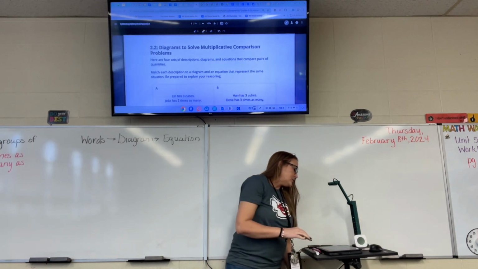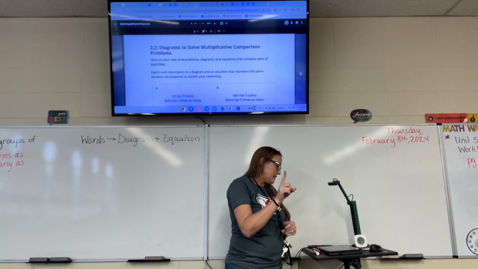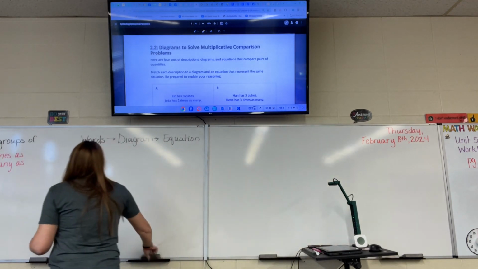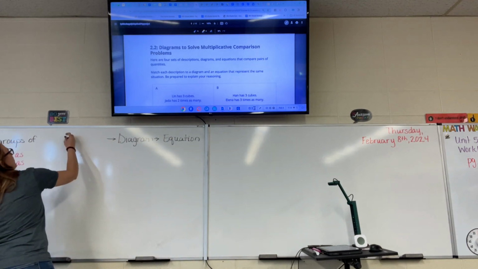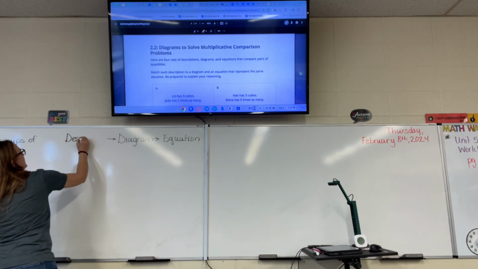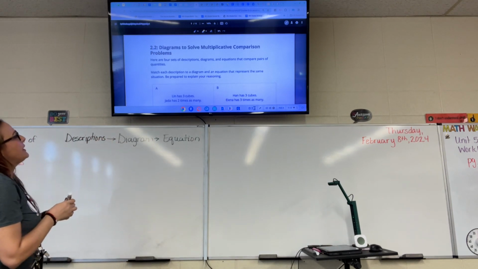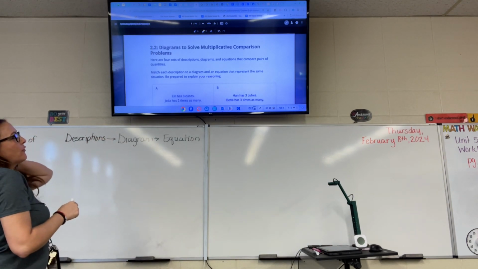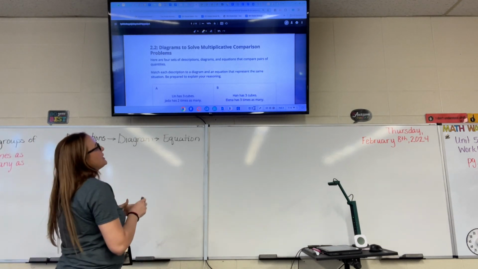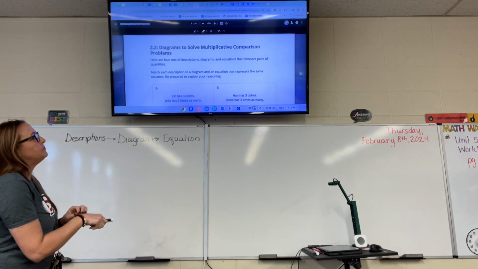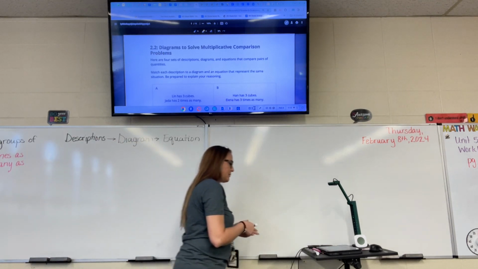Diagrams to solve multiplicative comparison problems. Here are 4 sets of descriptions. I'm going to change this from words to descriptions so I use the same language that they're using. So we have descriptions, diagrams, and equations. It says here are 4 sets of descriptions, diagrams, and equations that compare pairs of quantities. Match each description to a diagram and an equation that represents the same situation. Be prepared to explain your reasoning.